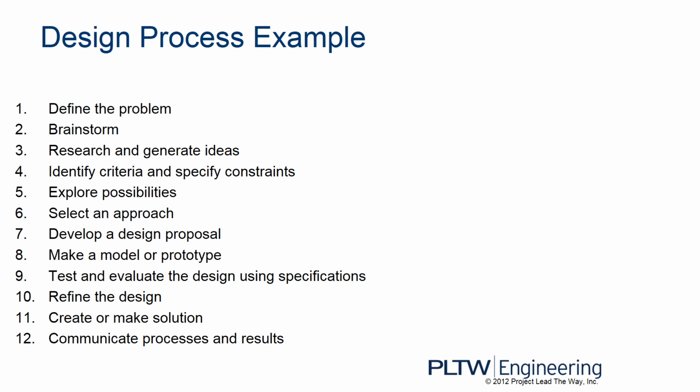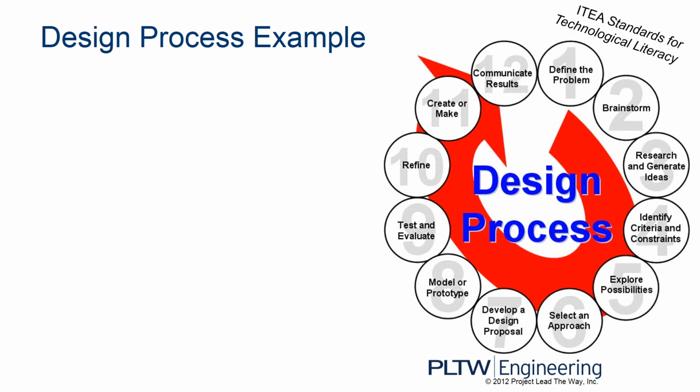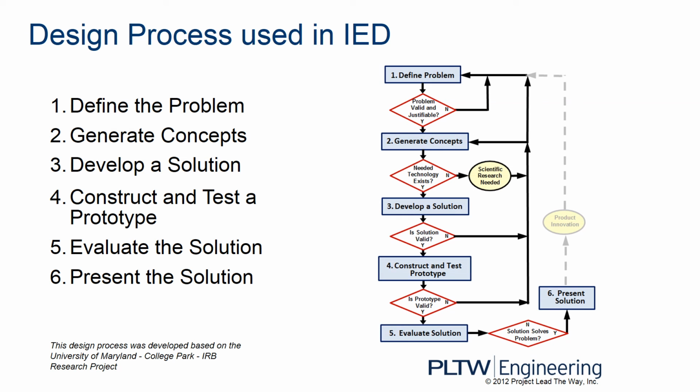This one is back from our buddies, the ITEA Standards for Technological Literacy. They say, number 1, define the problem. Generate some ideas and do research. Identify criteria and constraints. Create a model or prototype. Test and evaluate, and then redefine. All right, but they have 12 steps in theirs.